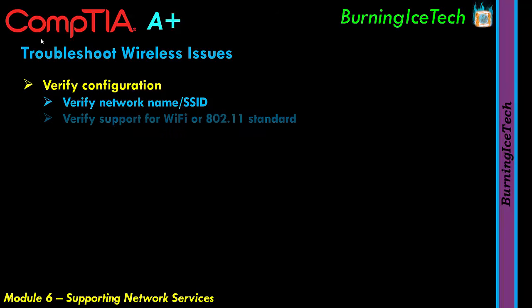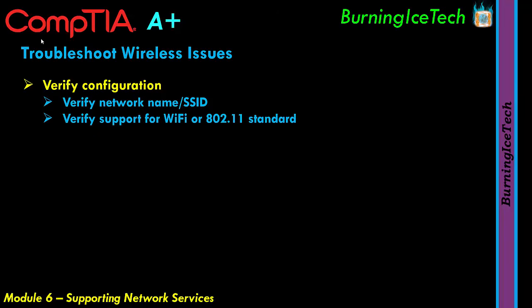Verify support for Wi-Fi or the 802.11 standard. So maybe this device, this phone, tablet, laptop, or whatever is trying to connect, maybe it doesn't have support for Wi-Fi. It's not able to connect to Wi-Fi. This could just be because it never supported it to begin with. It could be because the Wi-Fi card has blown or is damaged. It could be because the card has been disabled. It could be a lot of things, guys. It could be that it's not compatible anymore. It could be that it's outdated. The list is very long, guys.